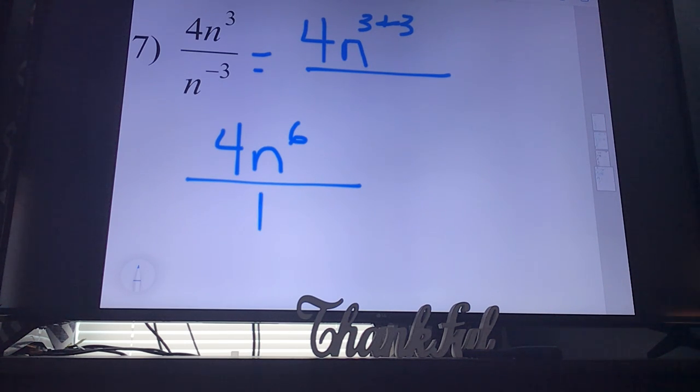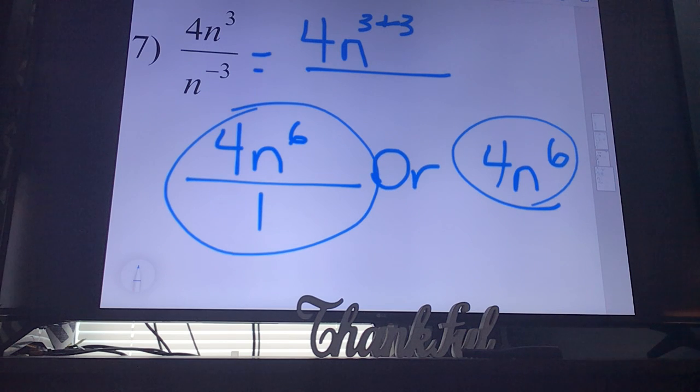Yeah, you could either put a 1, or you can just leave it like this. Either one of these are fine. Okay, but this up here, we don't leave it with nothing on the bottom, okay?